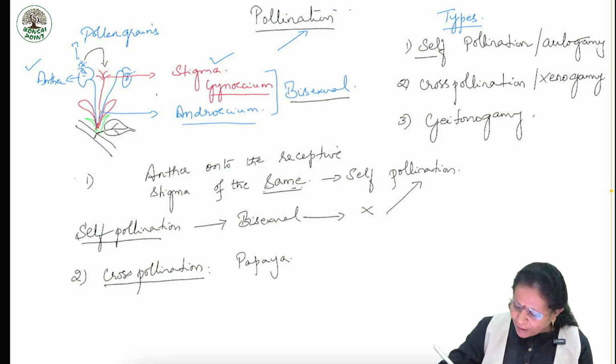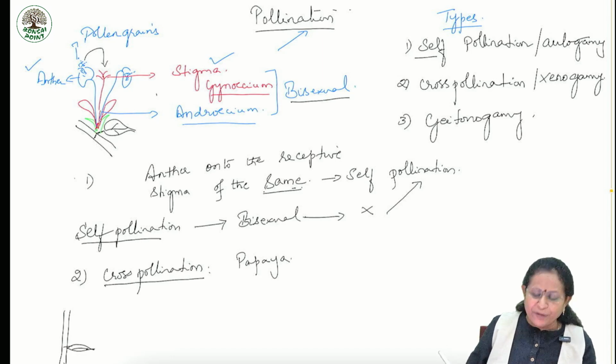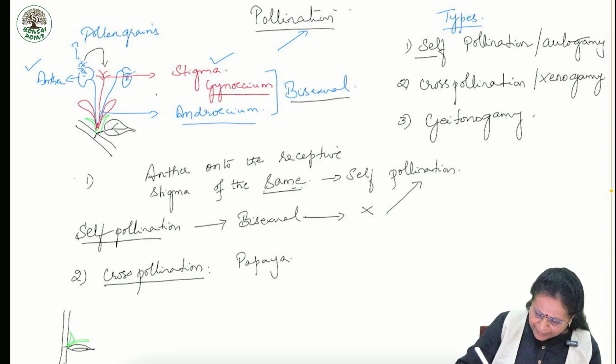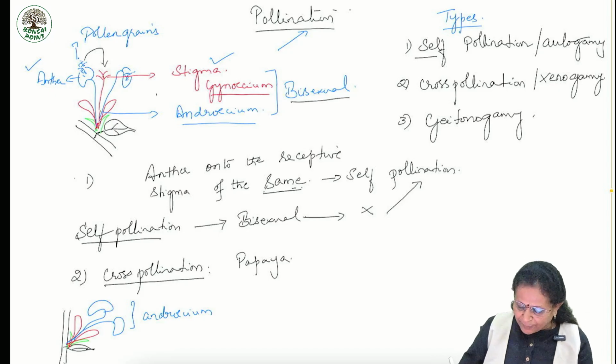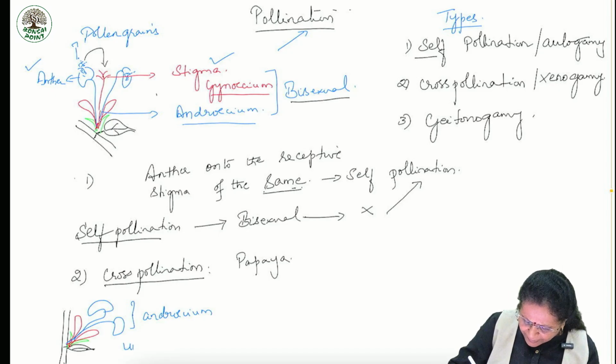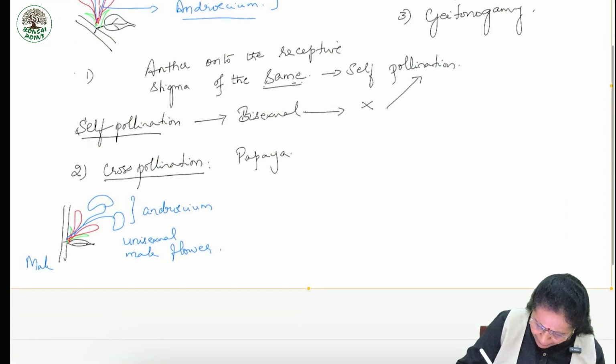Let me just draw and show you. See, this is the male papaya plant. Suppose this is the stem and there is a node here, a leaf here. This will be the calyx, this is the corolla, and you'll find only androecium. So, it has only androecium, no gynoecium. Thereby, this is a unisexual male flower. So, this is said to be the male papaya plant.